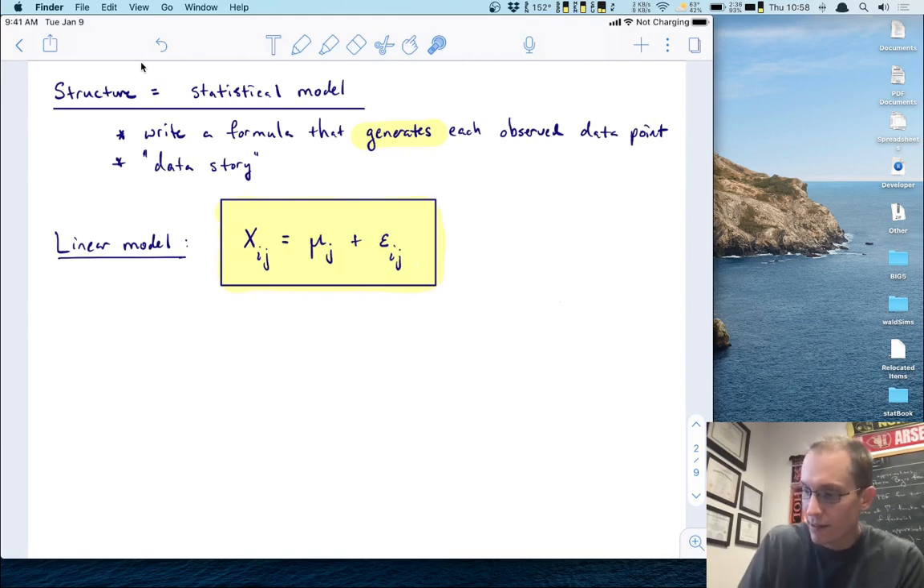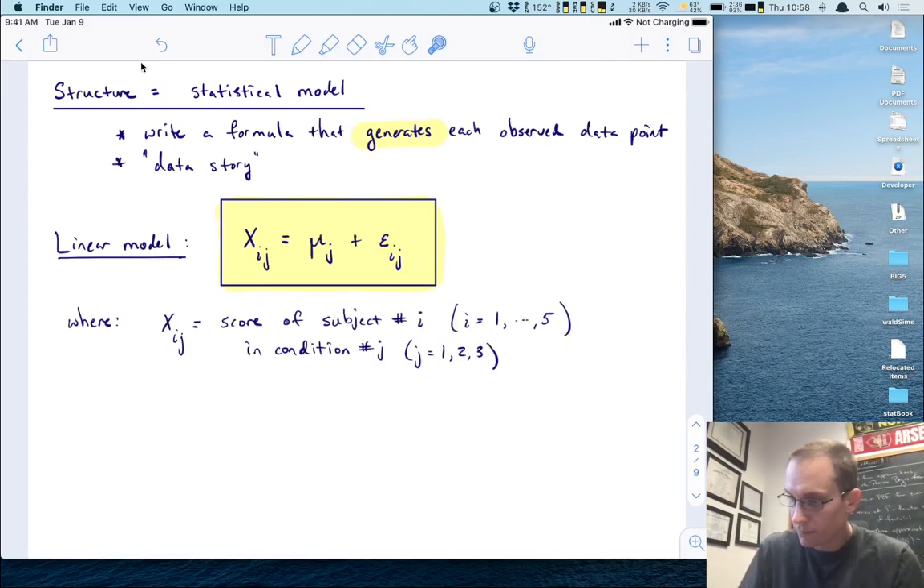The formula looks like this. It's x with two subscripts, and I'll say what those subscripts mean in just a second, equals mu sub j plus epsilon sub ij. Oh my goodness, what is all this? Well, let's define what these symbols and these subscripts mean. So the first thing that I want to define are the x sub ij's.